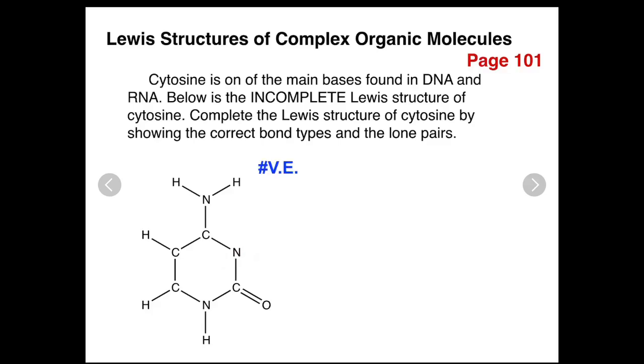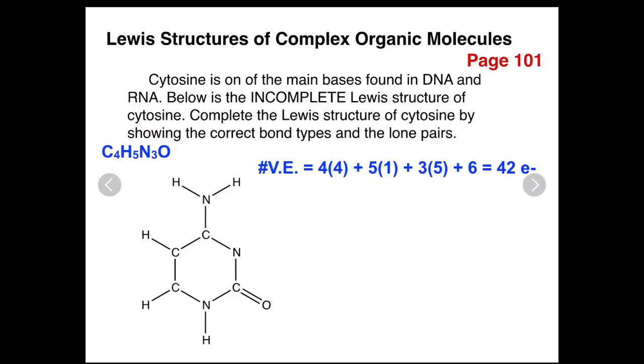First step, count the number of valence electrons. You need to know the chemical formula first. The chemical formula of this is C4H5N3O. How did I get this chemical formula? All I need to do is count them. There are 1, 2, 3, 4 carbons, 5 hydrogens, 3 nitrogens, and 1 oxygen. That's where the chemical formula comes from, this structure. After you know this, the next thing is to count the number of valence electrons by adding all of them together. You're going to get 42 electrons.